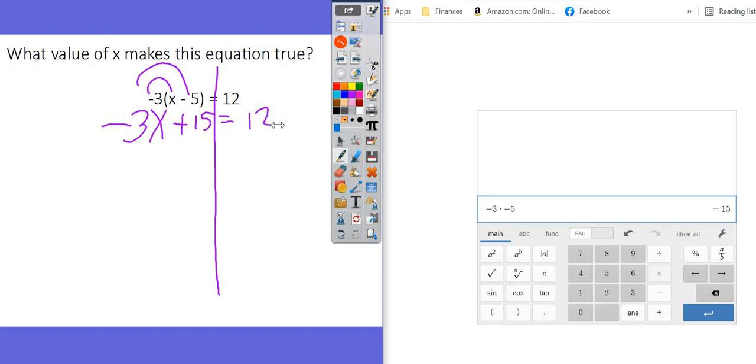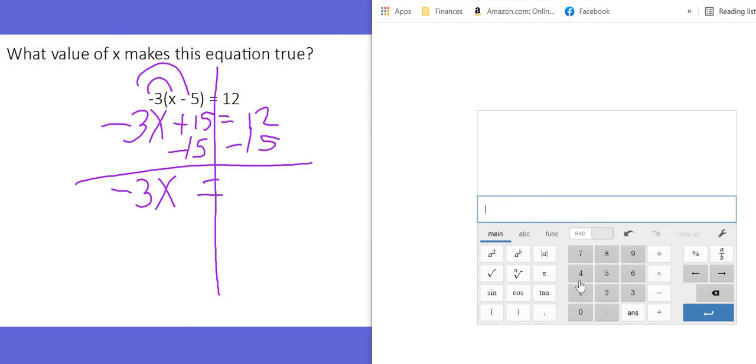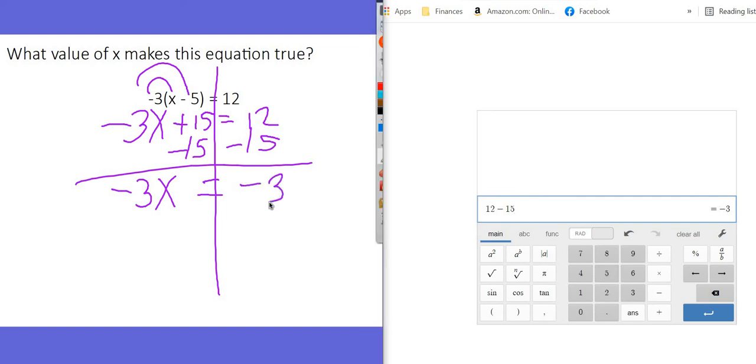So now we're going to review that. We multiplied negative 3 times x and got negative 3x, and we multiplied negative 3 times negative 5 and got positive 15. So now, take your thumb, cover up the negative 3x. What do you see? That plus 15 is left there. So let's subtract 15 on each side. So you've got negative 3x equals, and then let's come over to this side and do 12 minus 15, which is negative 3. Okay, so we've got negative 3x equals negative 3.